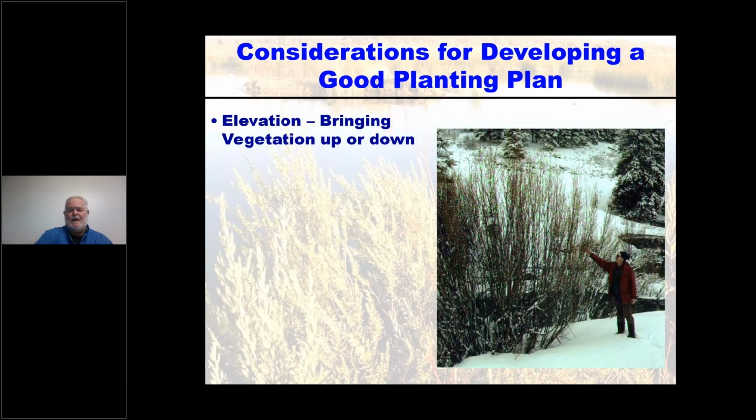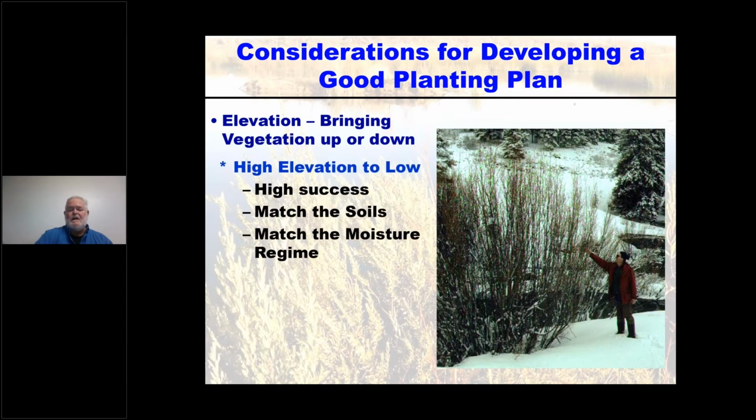Elevation. Can you bring vegetation up or down? One thing is high and low vegetation. Can you bring vegetation from high elevations to low elevations? Generally, you have a fairly high success rate. One thing about riparian plants is they're cosmopolitan. They can grow in a lot of different areas. If you match the soils and you match the moisture regime, that'll give you a lot more success overall.